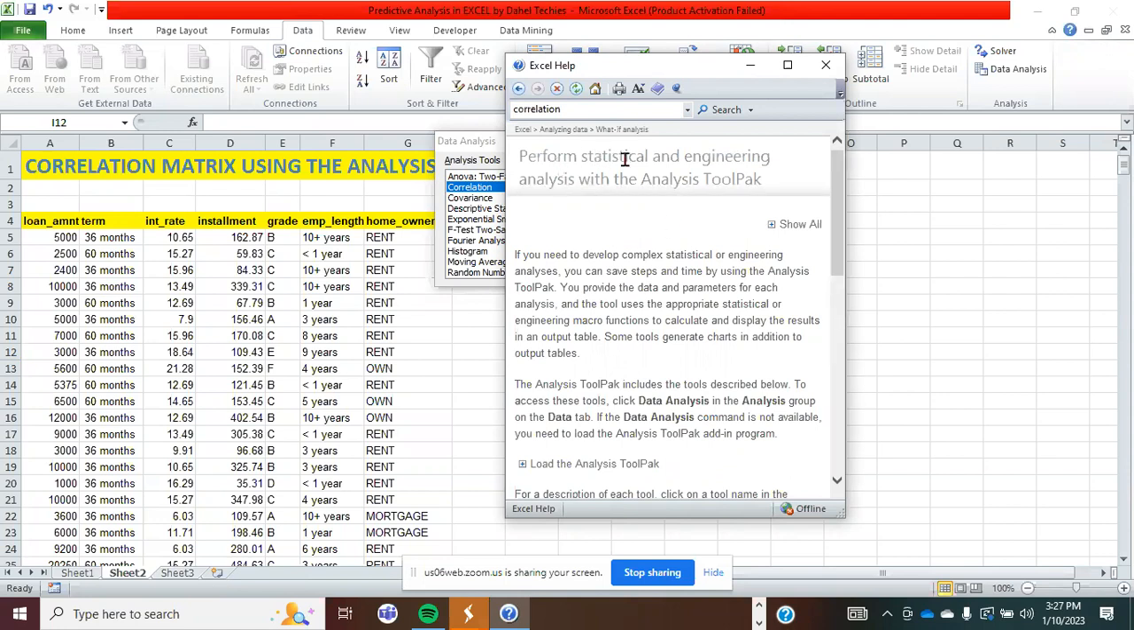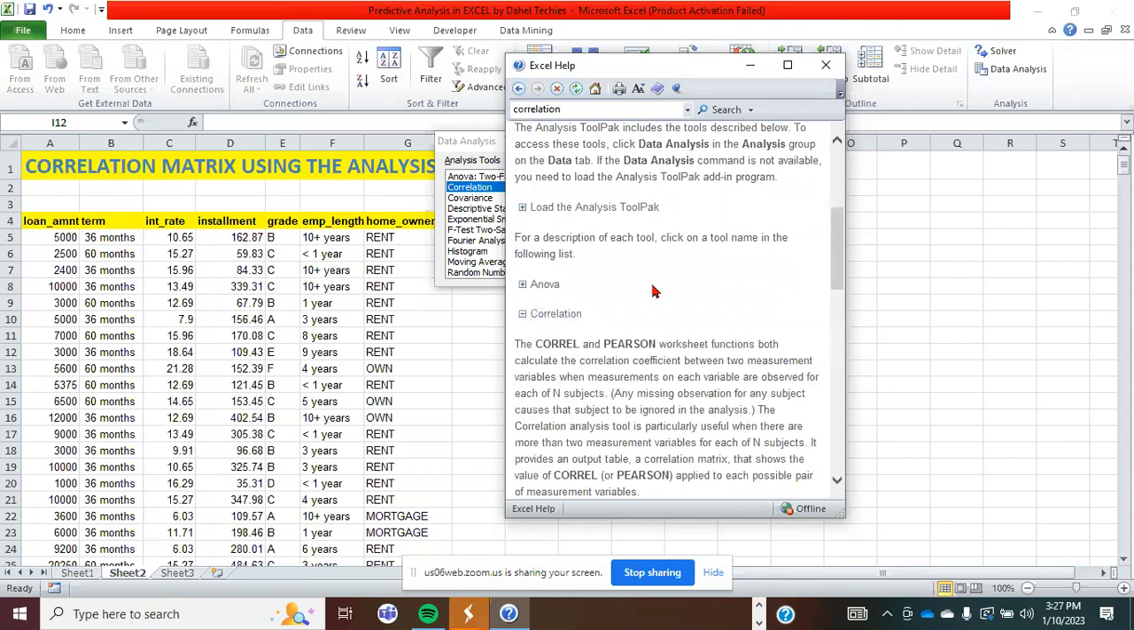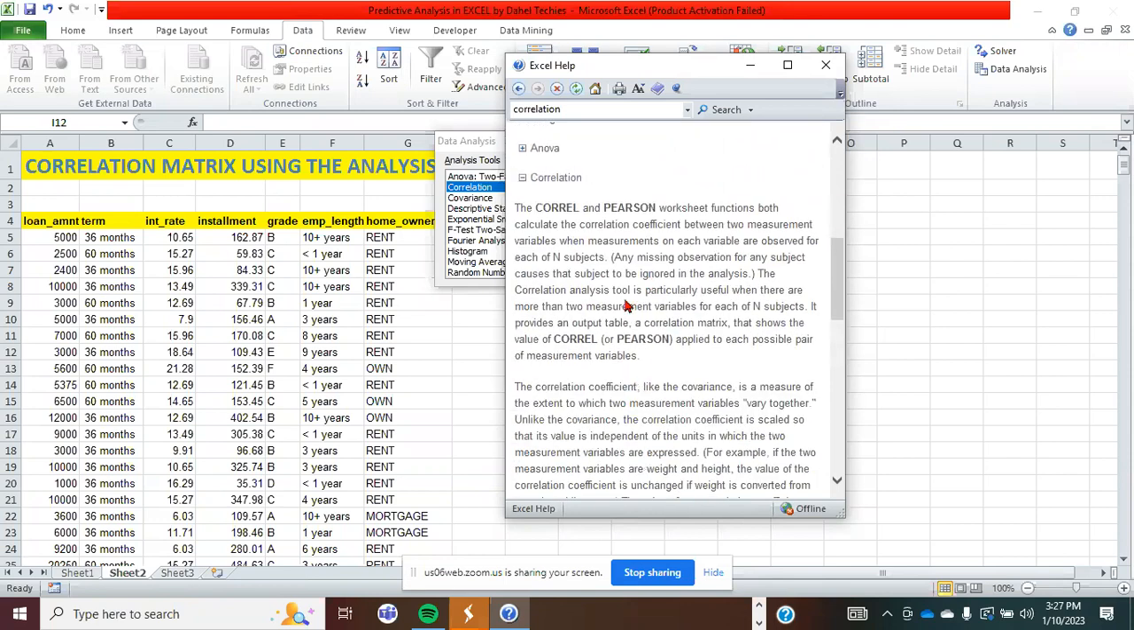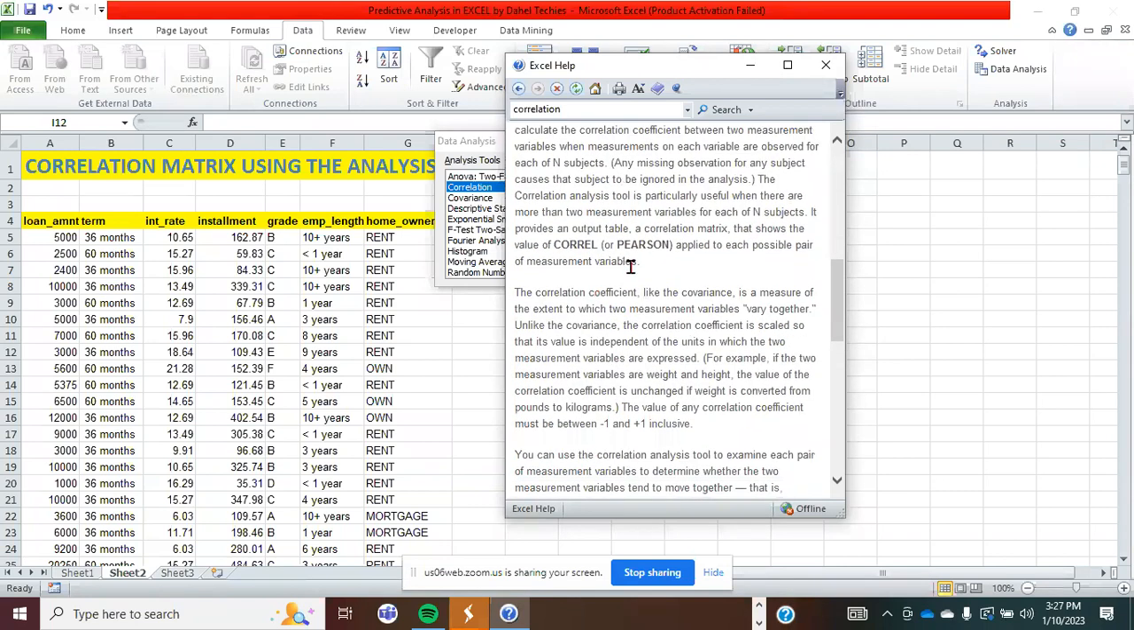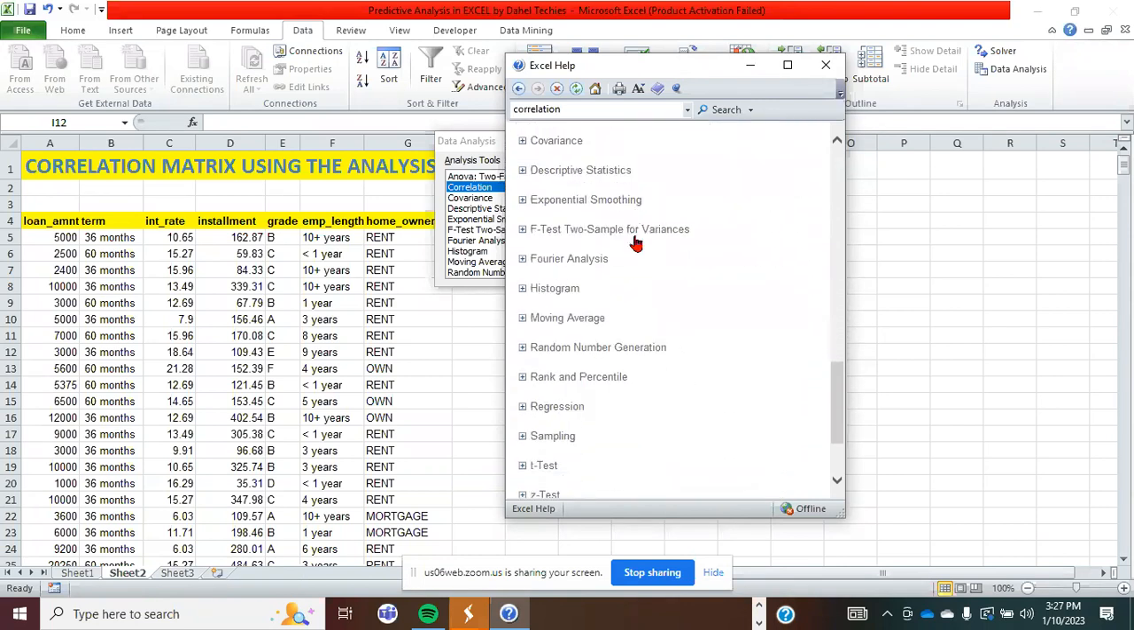So perform statistical and engineering analysis with the analysis tool pack. Okay, so this is it. Correlation. You can open this up and read all you need to do. And it says here conclusively that the correlation analysis tool is particularly useful when there are more than two measurement variables for each of n subjects. It provides an output table, a correlation matrix that shows the value of the correlation coefficient, Pearson, applied to each possible pair of measurement variables.